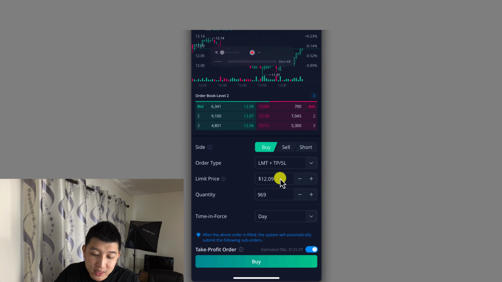So right now you can set the price at whatever you want to buy the stock at. Even though right now I have a level 2 chart right over here, this shows me what the prices are trading for. And if I choose a limit order, I could set it at 12.